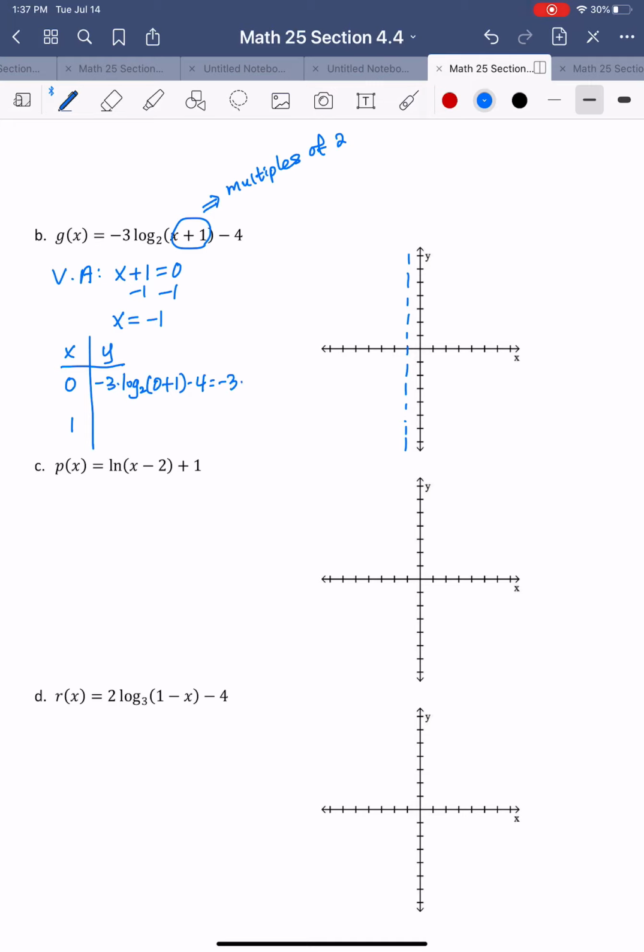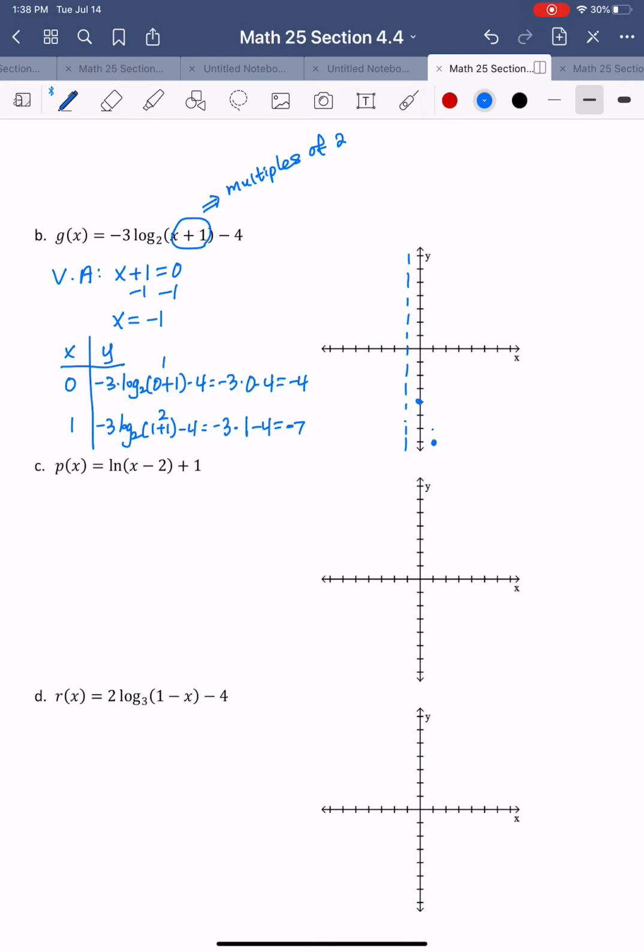That is negative 3 times log base 2 of 1, which is 0, minus 4, which is negative 4. So I got 0, negative 4, so 1, 2, 3, 4 right there. And then for 1, I put negative 3 times log base 2 of 1 plus 1, minus 4. Log base 2 of 2 is 1, so I can just say negative 3 and minus 4, so it's going to be negative 7. So when x is 1, y is negative 7. There's 4, 5, 6, 7 right here.